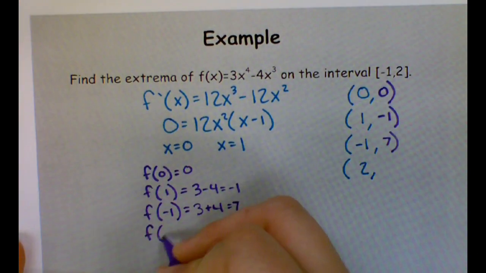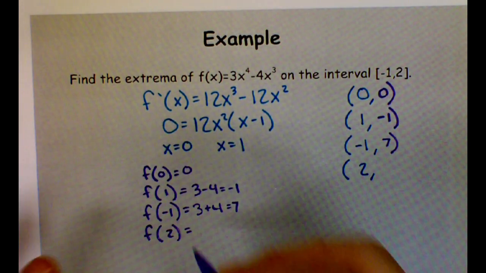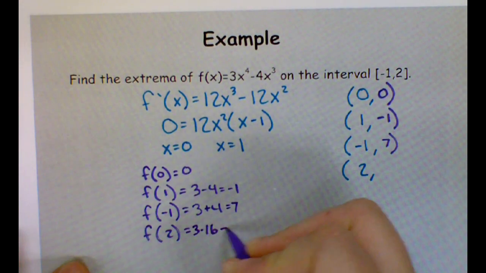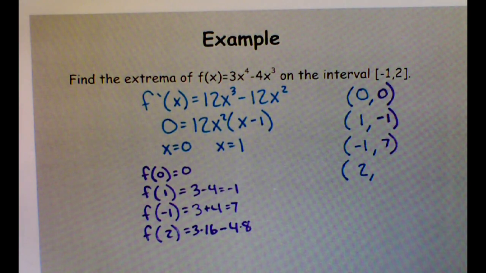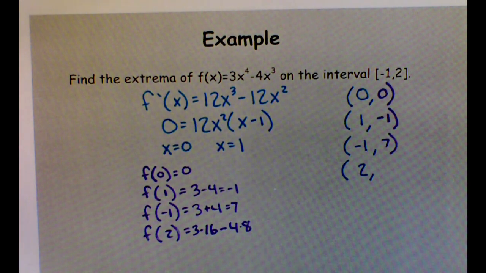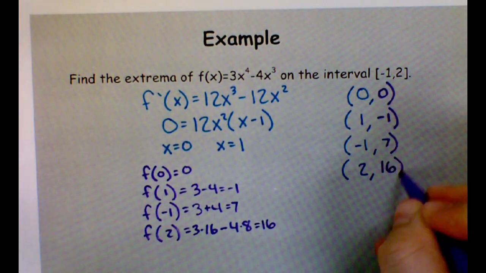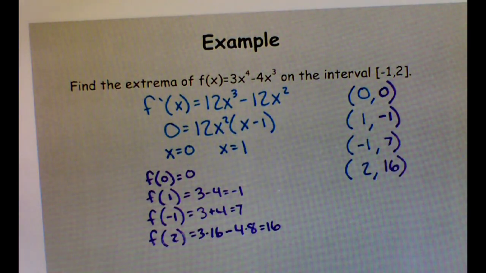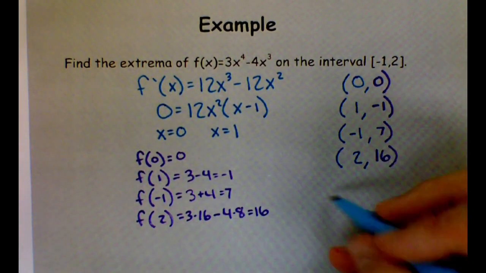And f of 2 gives me, let's see, 2 to the 4th power is 16. I have 3 times 16 minus 4 times 8. Calculator, what am I doing? That is 16. There we go. Now we can say what our maximums and minimums are on that interval. The maximum is the biggest, so 216.